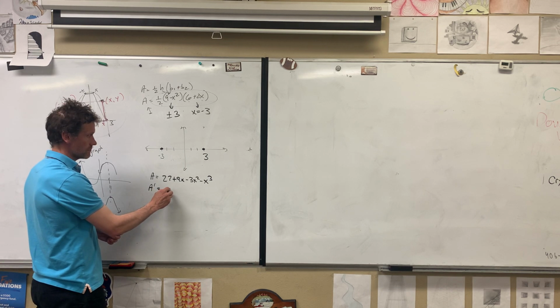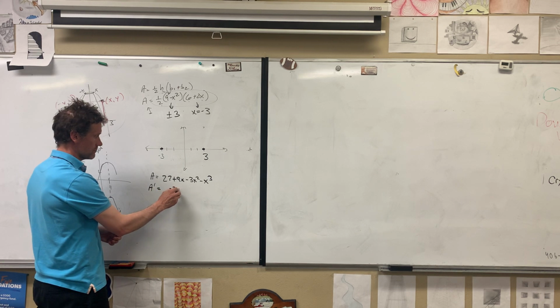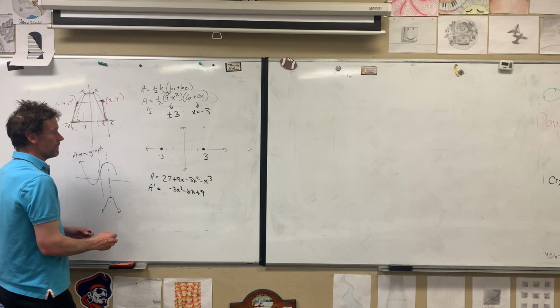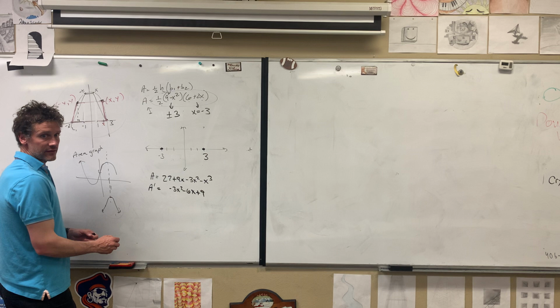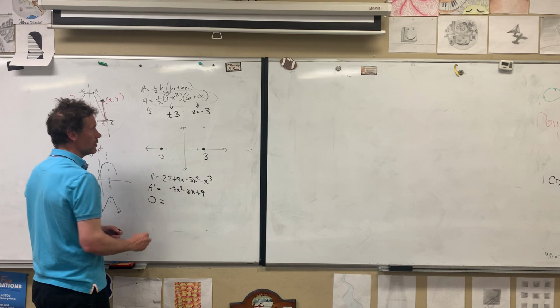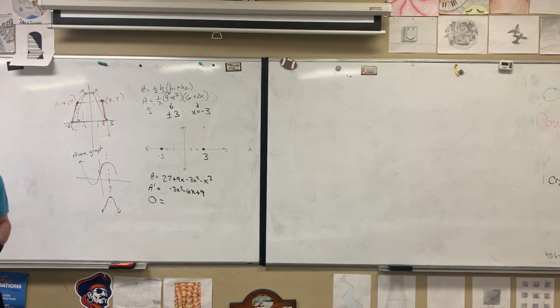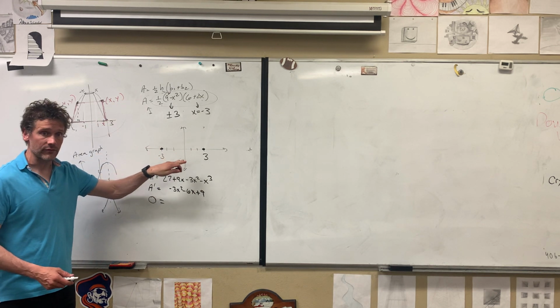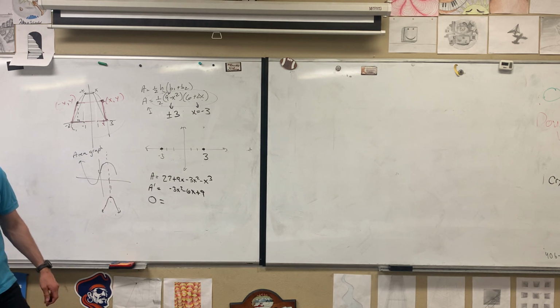Negative 3x squared minus 6x plus 9. Very good. So that's the derivative. If we set the derivative equal to 0, what are we finding? When you set the area function equal to 0, you're finding the x-intercepts. Yeah, when you set the derivative equal to 0, you're finding local max and mins.